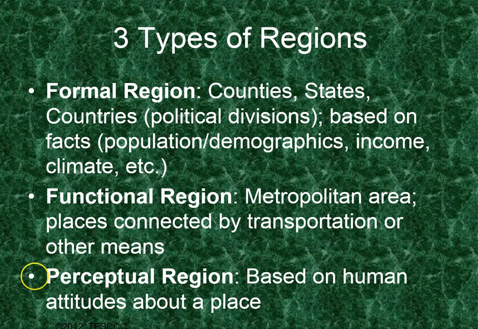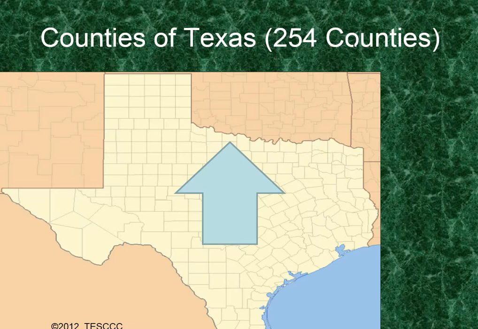The third is perceptual. It's based on human attitudes about a place, how far we think something is in our own mind, even though maybe physically, an hour or 60 miles, we think it's 3 hours or whatever. It's a perceptual thing based on our own attitudes. Those are the 3 types of regions: formal, functional, perceptual. Some examples. This is a formal region.